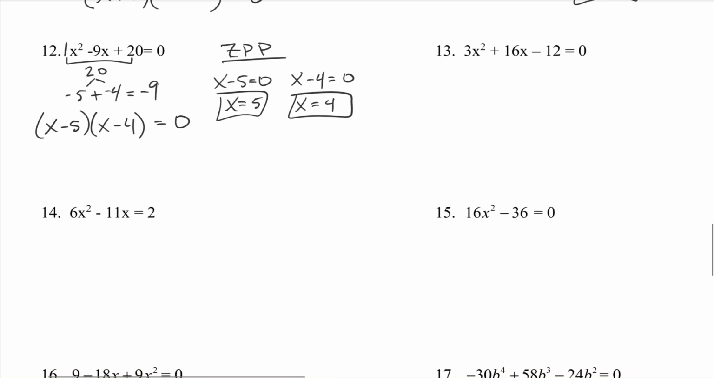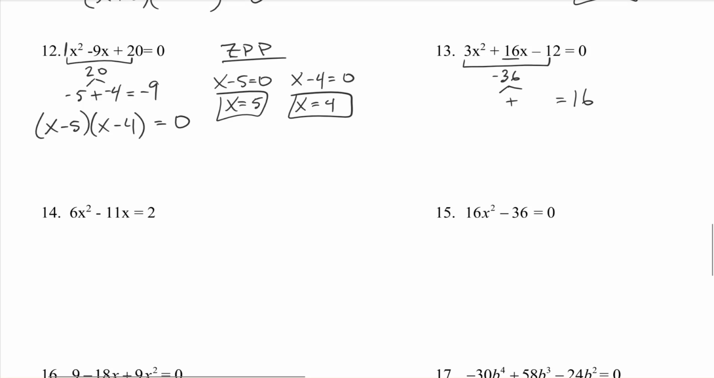13, notice our leading coefficient isn't a 1 here. We're going to need to do a little extra work. First, I should have checked to see if I could factor out a common factor. 3 and 12 have a common factor of 3, but 16 doesn't, so can't do that. 3 times -12 makes -36. So we're looking for factors of -36 that are going to add together to make 16.